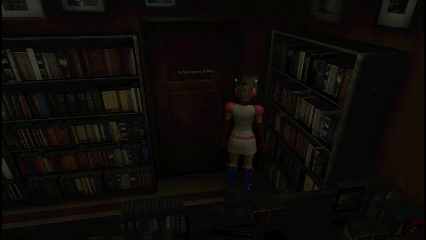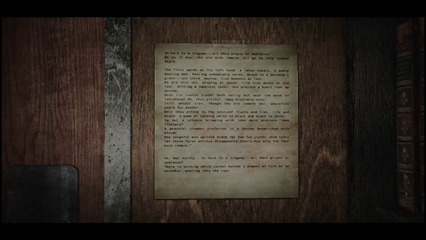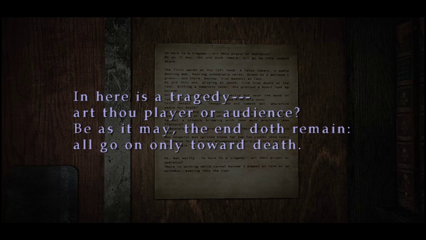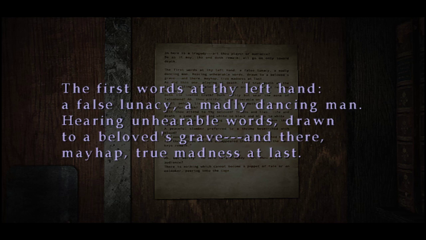So, first I'll run you through the poem, and which story each line refers to. Here goes my best Shakespeare. In here is a tragedy, art thou player or audience? Be as it may, the end doth remain, all go only toward death. The first words at thy left hand, a false lunacy, a madly dancing man, hearing unhearable words, drawn to a beloved's grave, and there, mayhap, true madness at last.